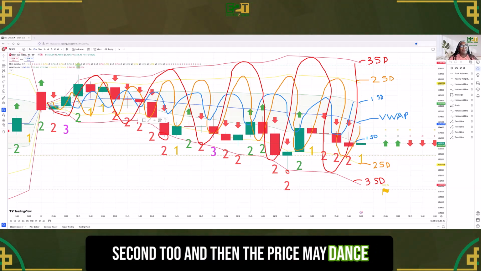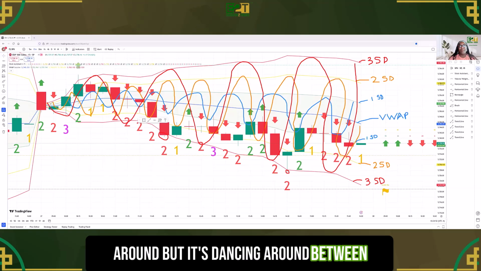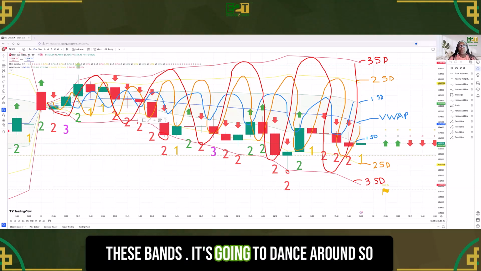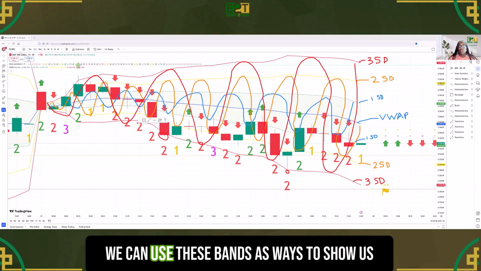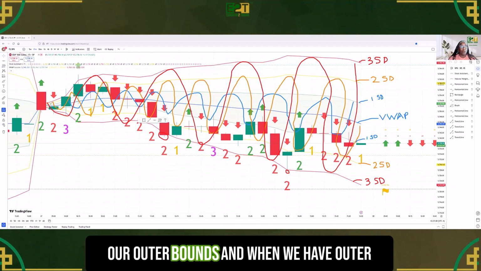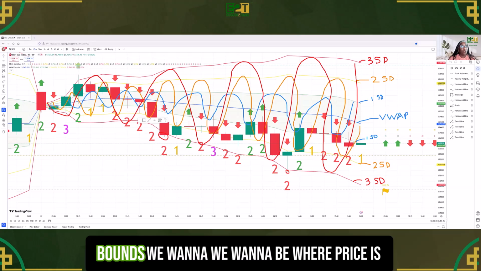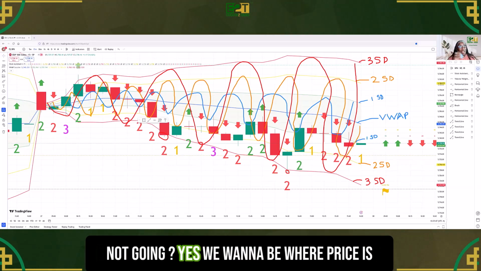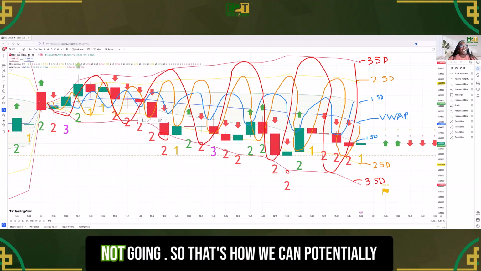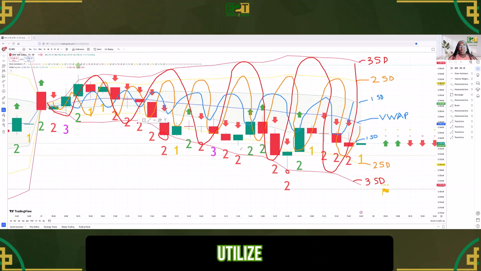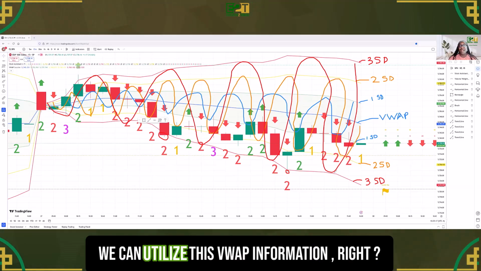And then the price may dance around, but it's dancing around between these bands. So we can use these bands as ways to show us our outer bounds. And when we have outer bounds, we want to be where price is not going. Yes, we want to be where price is not going. So that's how we can potentially utilize this VWAP information, right?